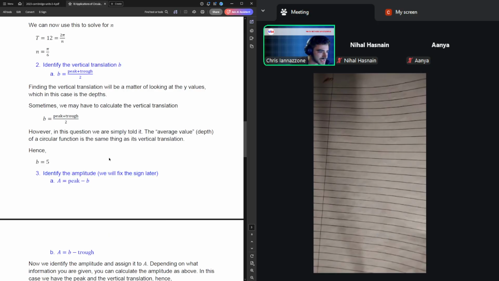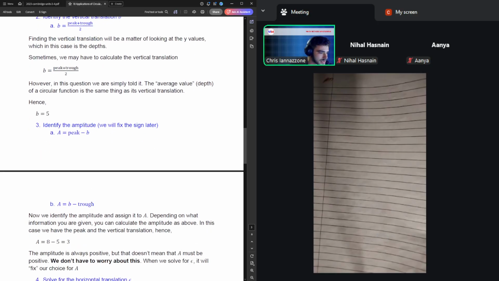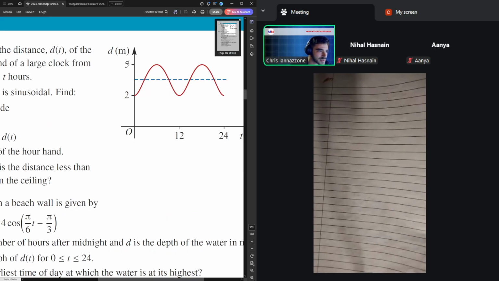Next up from here, we can start calculating the amplitude. There's a few ways you can go about it if you don't already have it. You can either look at the peak and then subtract the middle level, or you can look at the trough and subtract that from the middle level. It's basically the difference of saying, okay, I have this and I have the middle. What's the difference between those? Or I have the middle and I have the bottom. What's the difference between those?